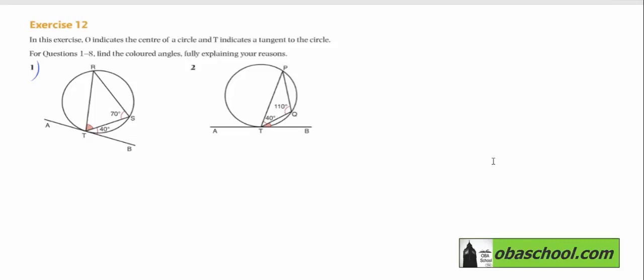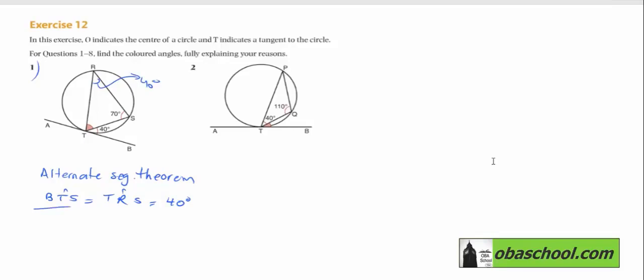The first thing that we're going to have to look for is the application of the alternate segment theorem. If we apply this alternate segment theorem, we can find the measurement, since the angle BTS is already given. And we know that using this theorem, it is equal to TRS, this angle right here. So they're equal to 40 degrees.